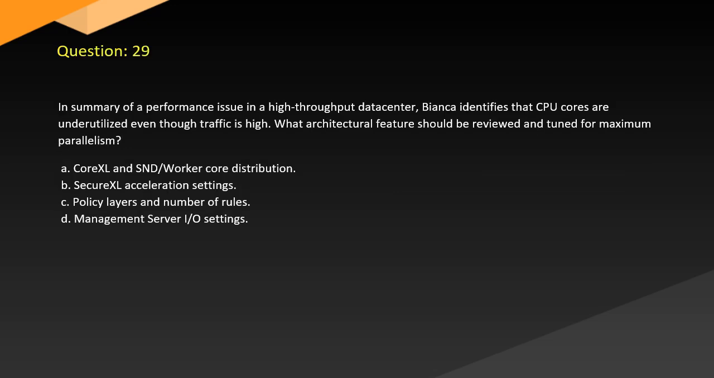Question 29. In a summary of a performance issue in a high-throughput data center, Bianca identifies that CPU cores are underutilized even though traffic is high. What architectural features should be reviewed and tuned for maximum parallelism? A. CoreXL and SND to worker core distribution. B. SecureXL acceleration settings. C. Policy layers and number of rules. D. Management server LOS settings.